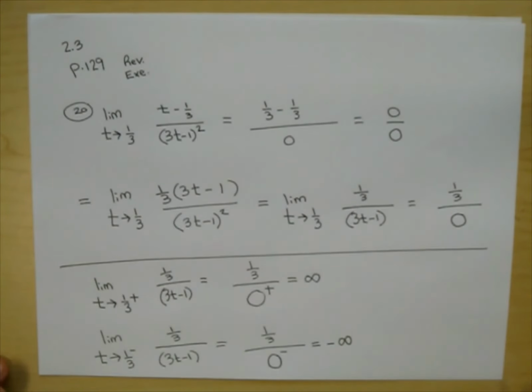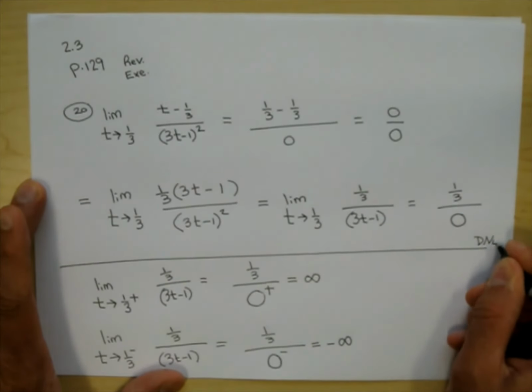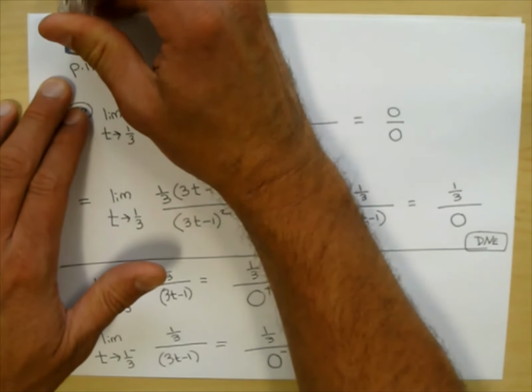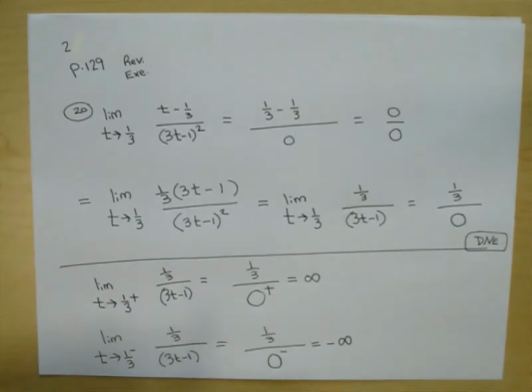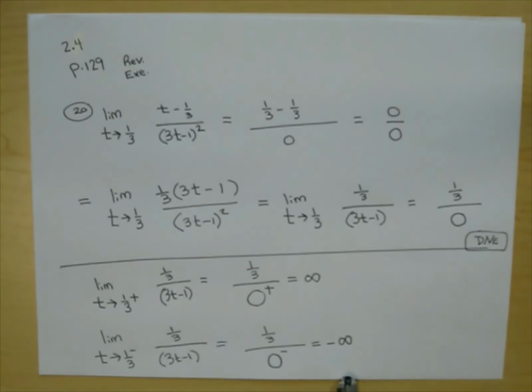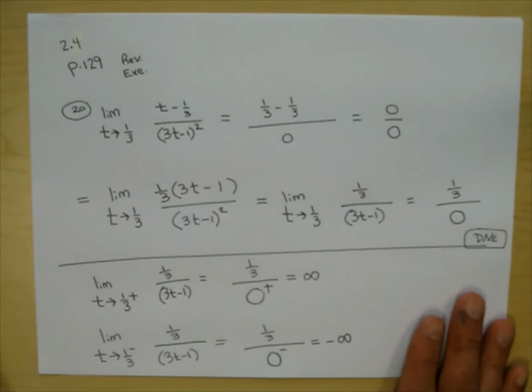So what does this tell us? This tells us that our limit, this limit up here, does not exist. It also tells you that I lied to you because I said 2.3 and I thought it was 2.3. But I believe this is 2.4, because we are looking at limits that involve the infinity. Let's go ahead and do another 2.4 problem. This is number 28 from 2.4.